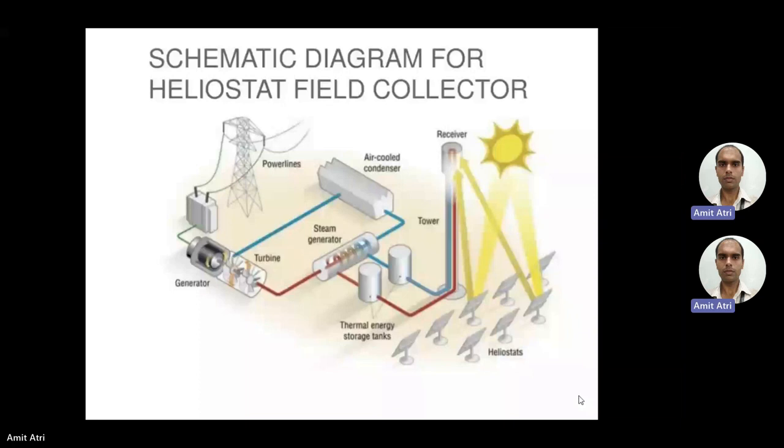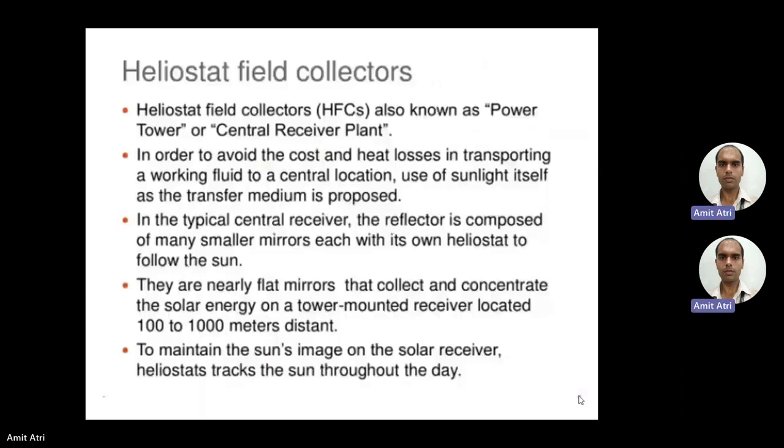So they are nearly flat mirrors that collect and concentrate the solar energy on a tower mounted receiver located 100 to 1000 meters distant. Okay, so such a large distance is there and sunlight is traveling. That's why the efficiency is increased. To maintain the sun's image on the solar receiver, heliostats track the sun throughout the day. Mostly all of these types of collectors track the sun so as to obtain maximum efficiency.